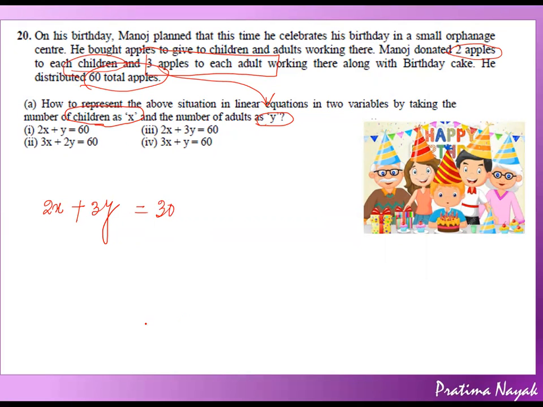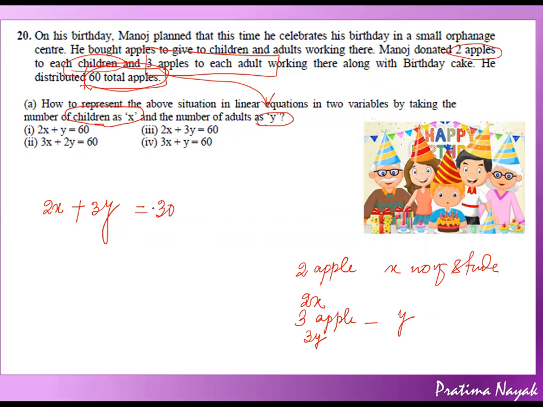Each child is getting 2 apples. There are x number of children, so they will get 2x. Similarly, 3 apples are given to each adult. There are y adults, so they will get 3y. And their sum is equal to the total 60 apples. So 2x plus 3y is equal to 60.